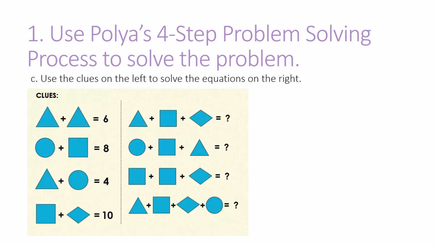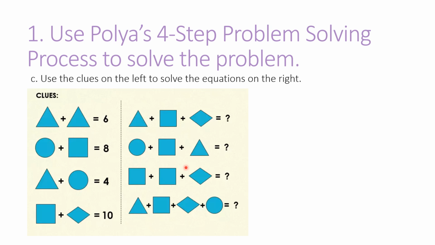All right, here we are at everybody's favorite type of problem. These seem to be the ones that people prefer. It says use the clues on the left to solve the equations on the right. So here's our clues. Let me switch to my laser pointer. Our first clue says triangle plus triangle equals 6. Then circle plus square equals 8. Triangle plus circle equals 4. And then square plus rhombus or diamond equals 10.